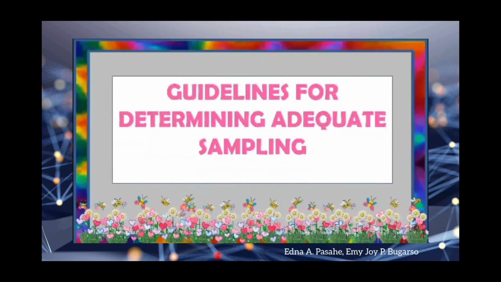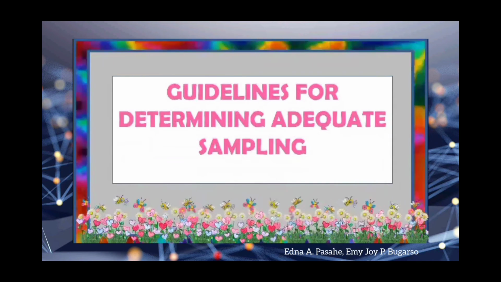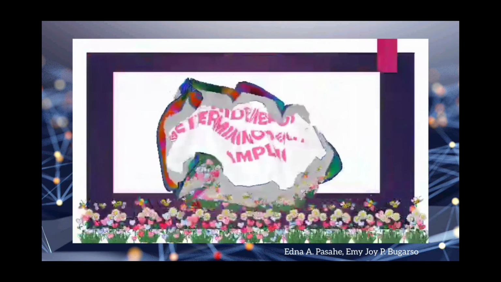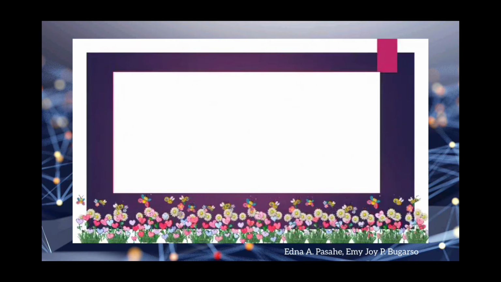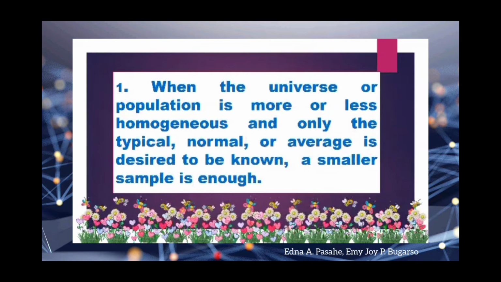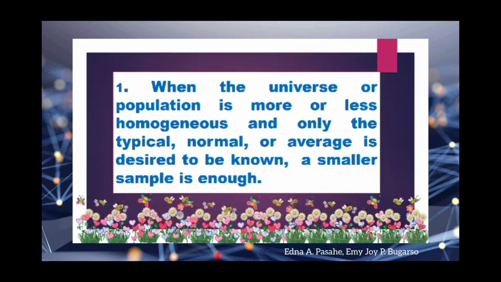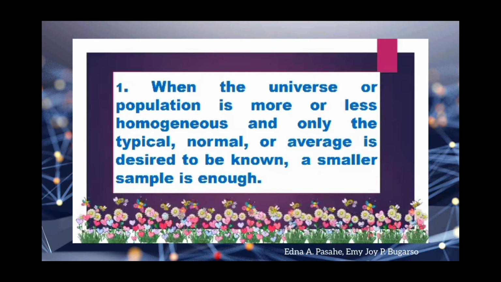Here are the guidelines for determining adequate sampling. First, when the universe or population is more or less homogeneous and only the typical, normal, or average is desired to be known, a smaller sample is enough. However, if differences are desired to be known, a larger sample is needed.